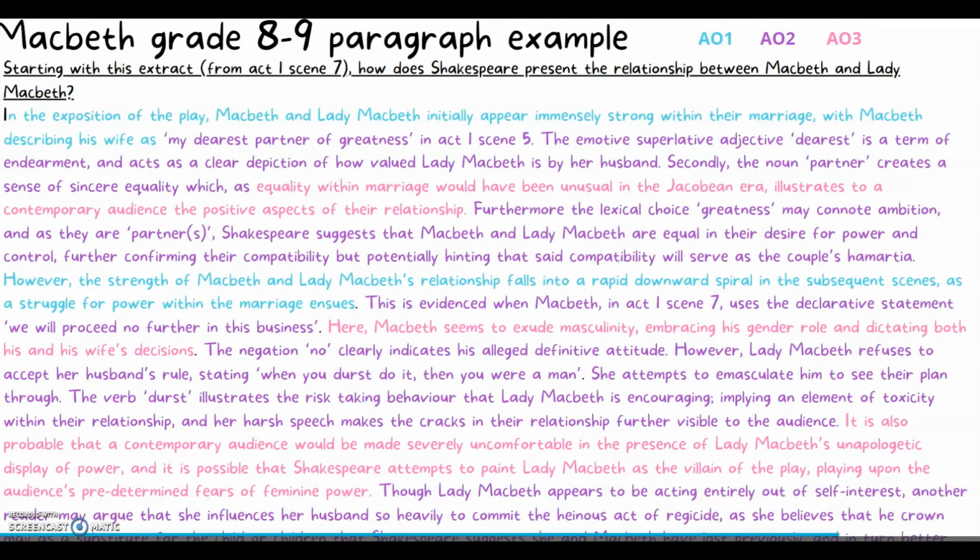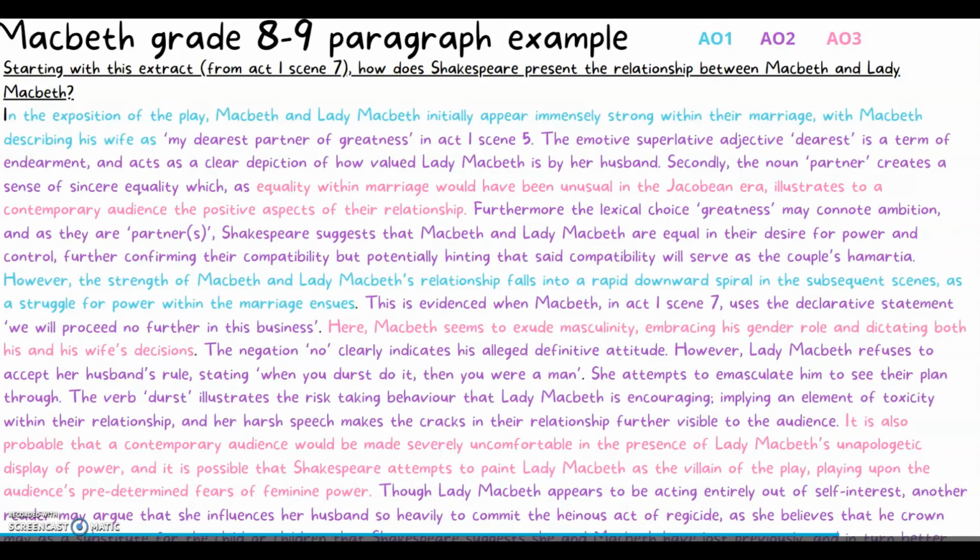So, in the exposition of the play, Macbeth and Lady Macbeth initially appear immensely strong within their marriage, with Macbeth describing his wife. So first of all, that answers the question, which is, how does Shakespeare present the relationship? So that's just AO1, tick. "My dearest partner of greatness," in Act 1, Scene 5. Now that's AO2, but if you want to get higher AO2, you have to explain it, which is, the emotive superlative adjective "dearest" is a term of endearment and acts as a clear depiction of how valued Lady Macbeth is by her husband. Secondly, the noun "partner" creates a sense of sincere equality. So that's really high level AO2.